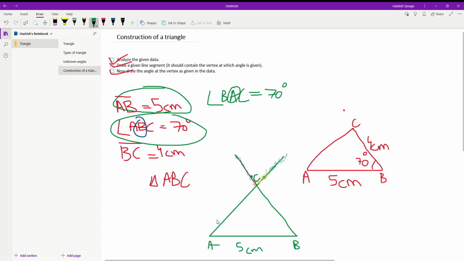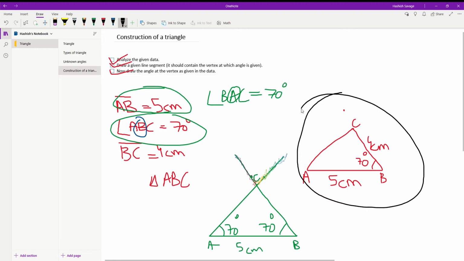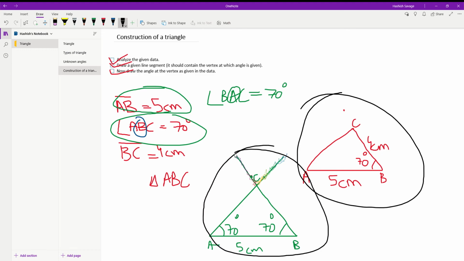And you should just once again write the data that is already given to you, that this angle is 70 degrees and this angle is also 70 degrees. So these are the two types of questions that you can come across while constructing triangles. Number one, in which two of the sides and one of the angles is given, and for that the diagram is this red one. And for the one in which one of the sides and two of the angles are given, then you will be drawing a side like this.